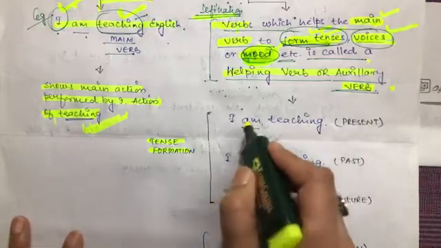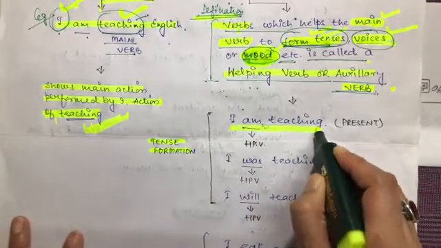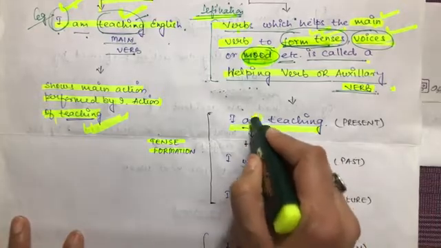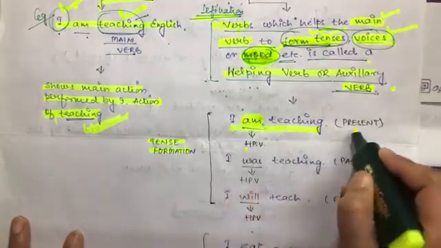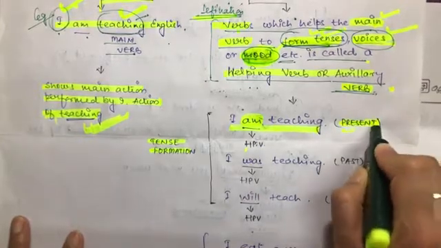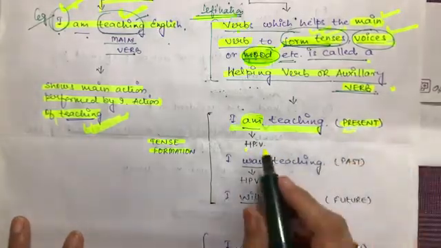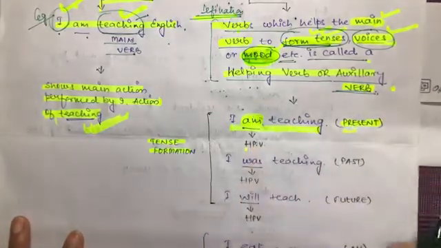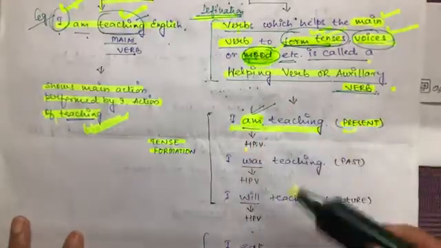I am teaching. Okay. So here the helping verb am, which tense is it showing? It is showing the present tense. The action is being done right now. I am teaching. So here am is working as a helping verb denoting the tense, present tense.